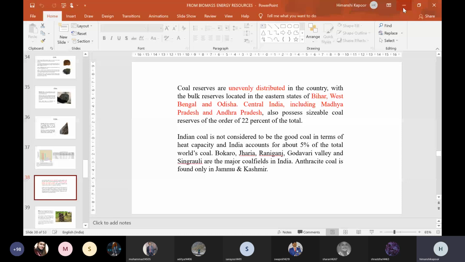And limited supply, so it will get depleted. So that is also a limitation. And then when we are mining coal, we are again putting pressure on the land resources. So we are causing destruction of wide areas of land. So that is another disadvantage.